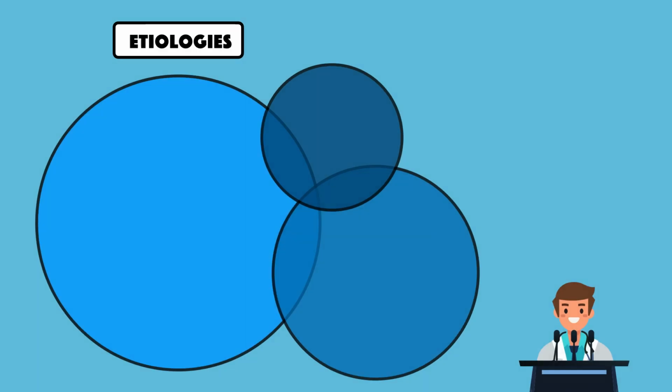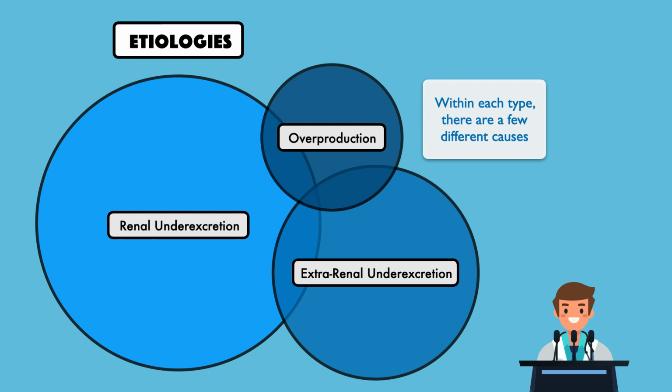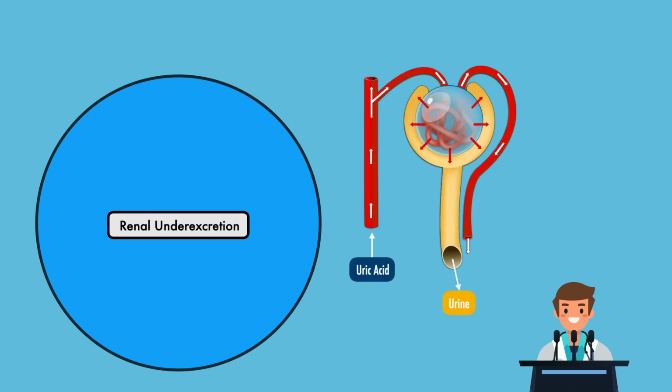The etiologies of hyperuricemia can be classified into 3 types that are usually overlapping. There's renal underexcretion, extrarenal underexcretion, and overproduction. Then within each type, there are a few different causes. Renal underexcretion is the largest contributor to hyperuricemia. The kidneys are the primary site for uric acid excretion, handling approximately 2/3 of the load.